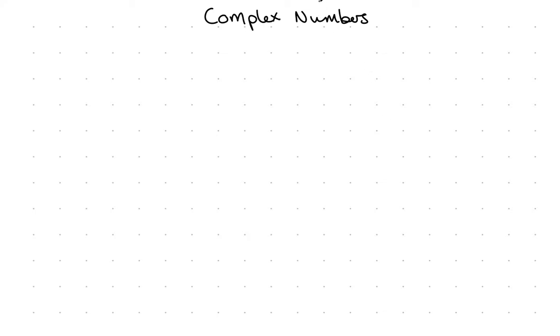Alright, so in this video we're going to take a look at how to simplify a question like this. So i to the power of 57. So how would we go about writing that in its simplest form?